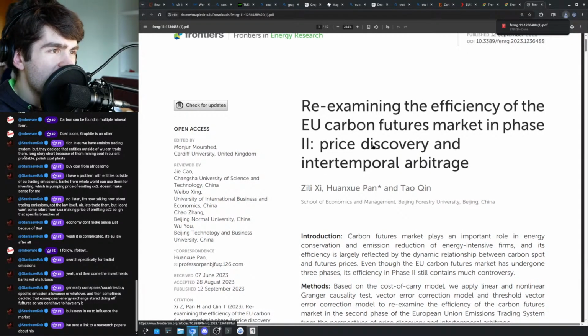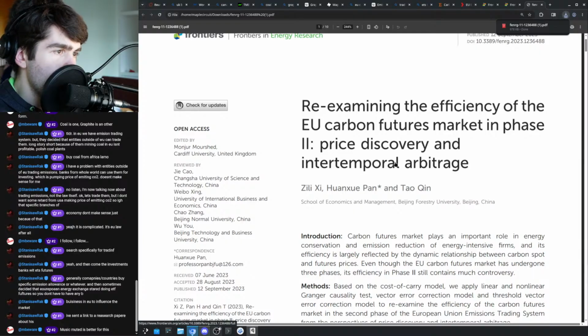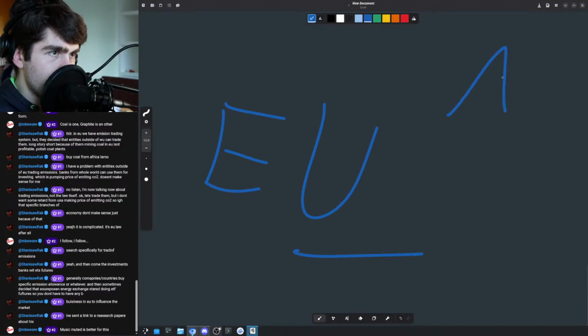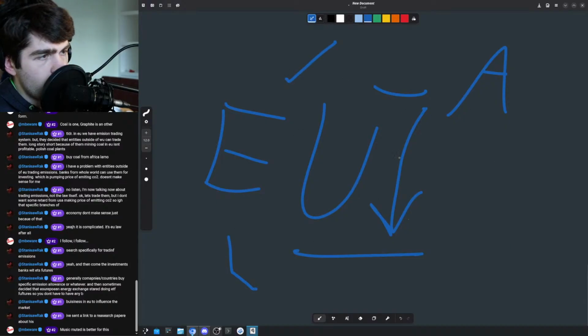Okay. Re-examining the efficiency of the EU carbon futures market in Phase 2, price discovery, and intertemporal arbitrage. Arbitrage is trying to profit from the difference between multiple markets. So if the EU has a specific price for a thing, and Africa has a specific price for a thing, and you think that you can ship it or reduce your stock in one place and have more stock in another place, you can make money on the difference.